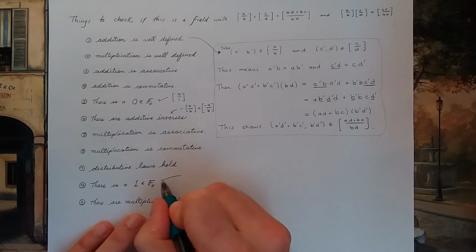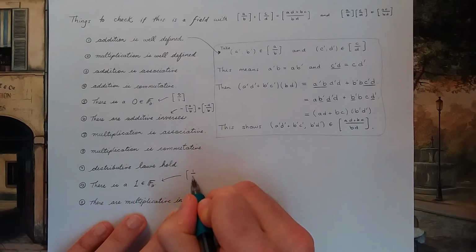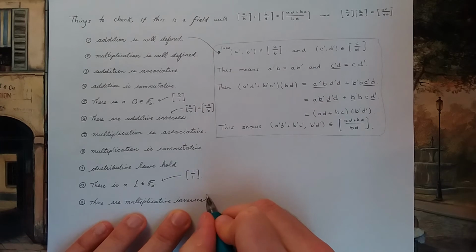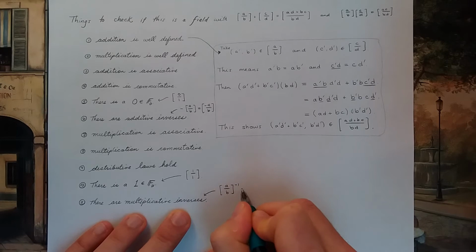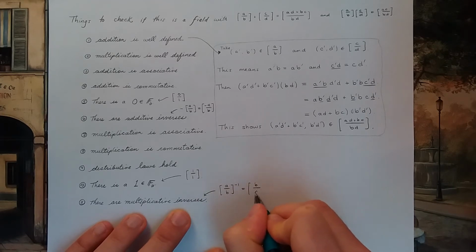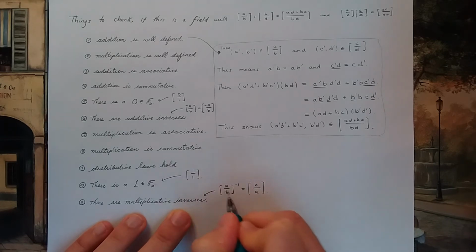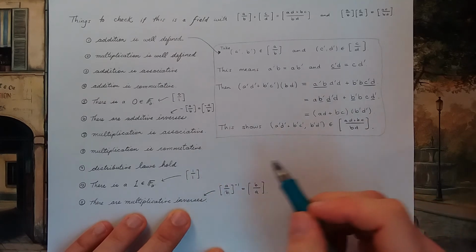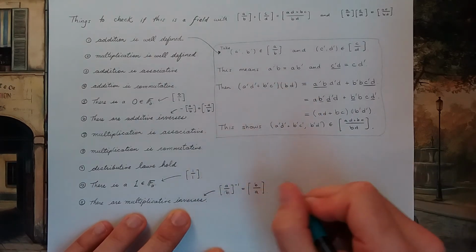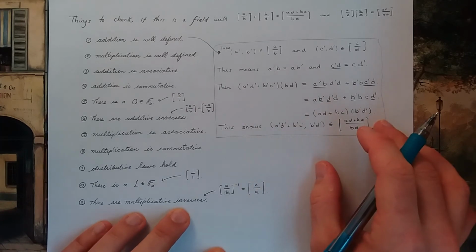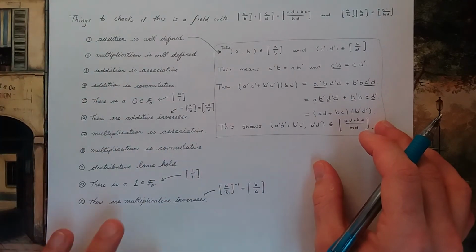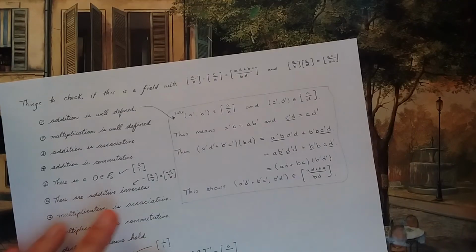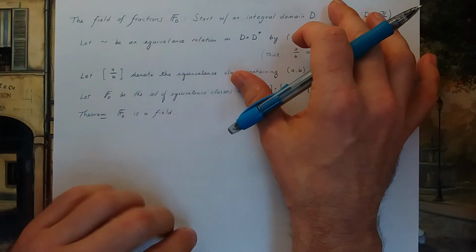The 1 in the field could be the equivalence class containing 1 over 1, and multiplicative inverses. So the multiplicative inverse to A over B is B over A. B can't be 0 by the definition of the equivalence class being on D cross D star. So I'm going to claim that this at least justifies that I indeed have a field. Okay, so this field of fractions is actually a field.